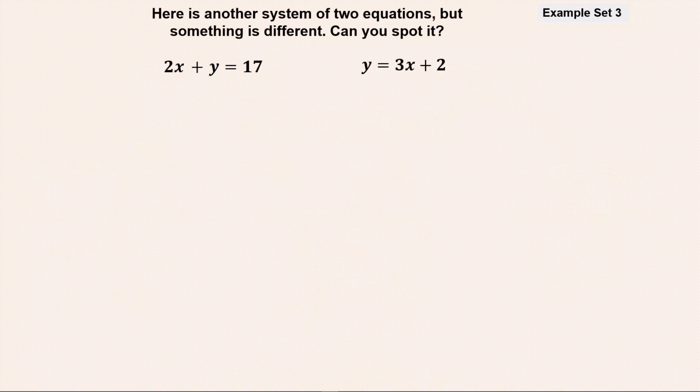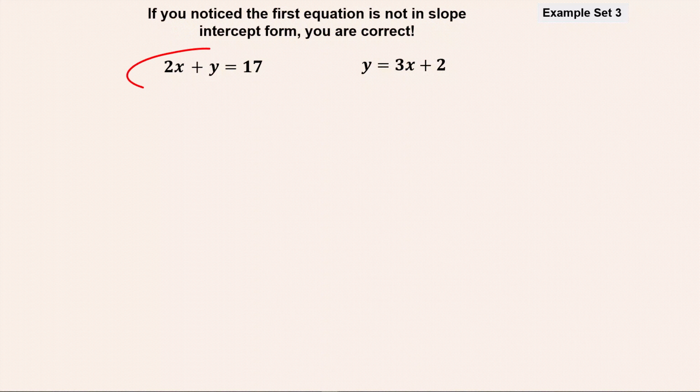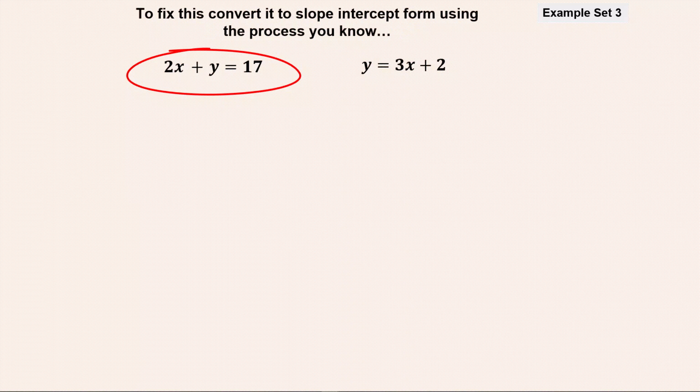Here is another system of two equations, but something is different. Can you spot it? Pause the video if you need to. If you noticed the first equation is not in slope-intercept form, you are correct. To fix this, convert it to slope-intercept form using the process you know.